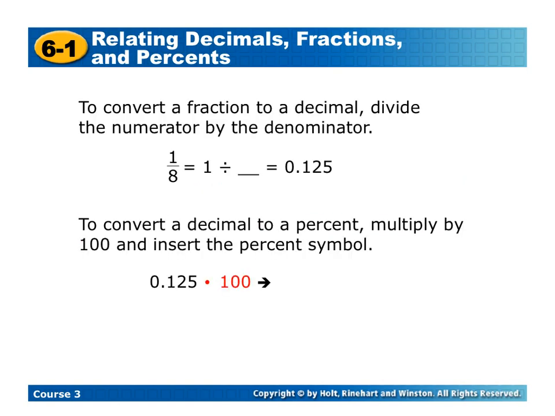Now the nice thing is when we're converting a fraction to a decimal, it's actually pretty simple. We can just simply divide the numerator by the denominator. So 1/8 is 1 divided by 8, which is 0.125.